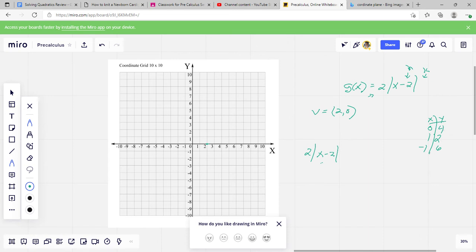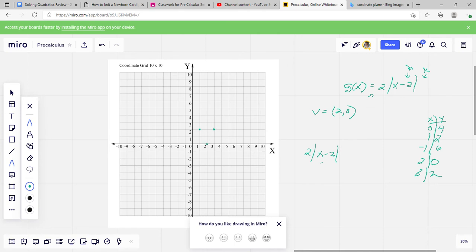Okay, let's try 2. 2 minus 2 is 0. 0 times 2, 0. And then 3 minus 2 would be 1. 1 times 2 is 2. Okay, so if I go 3, I'm going to be at 2. If I go 1, I'm going to be at 2. See how it's mirroring itself? So when you're doing this, you only really have to work one side and then just mirror the other side.